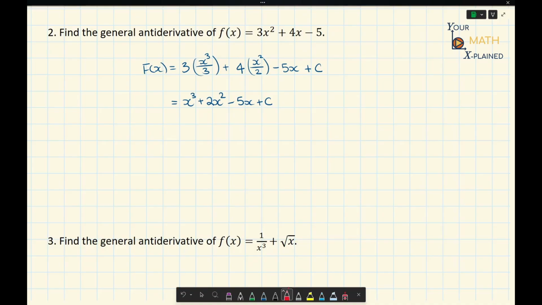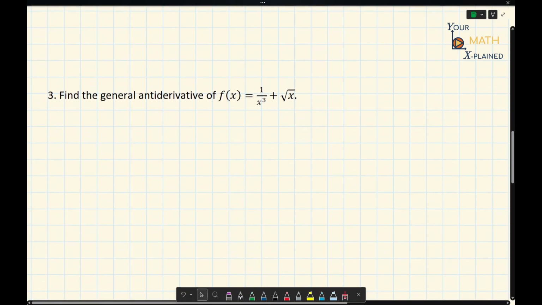So we would have f prime of x, which is just our lowercase f of x, that is going to be 3x squared plus 2 times 2, which is 4, times x minus 5, and then the derivative of a constant c is just 0. So as you can see, we got our original function back. So this would be the general antiderivative.